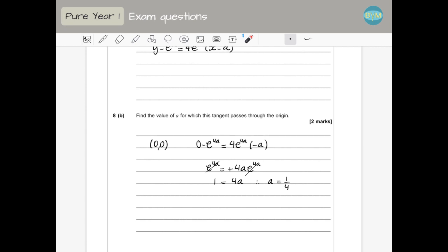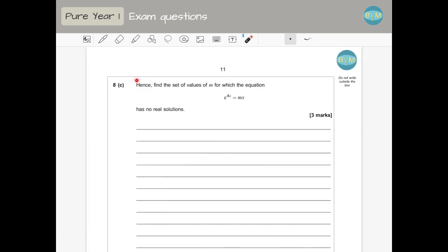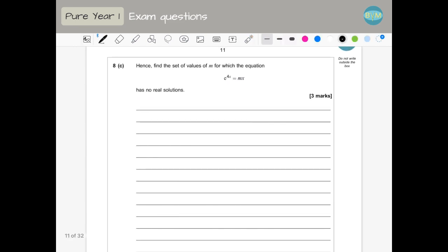So a is 1/4. And now it's a hence, so we are going to use that information: find the set of values of m for which this equation has no real solutions. You have to think of it first. If you think about the graphs and what they mean, you're trying to find the intersection between this exponential graph that is doing something like this, so this is e to the power of 4x, and a straight line that passes through the origin. So it's a line like here, more or less.